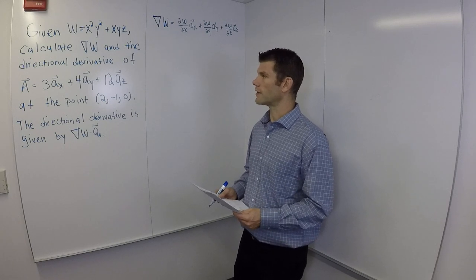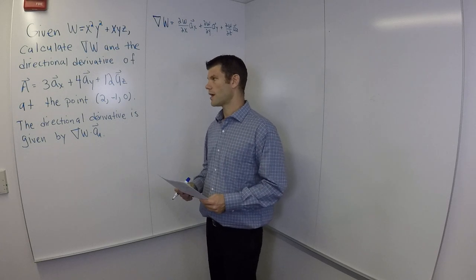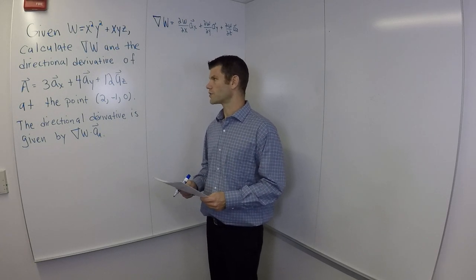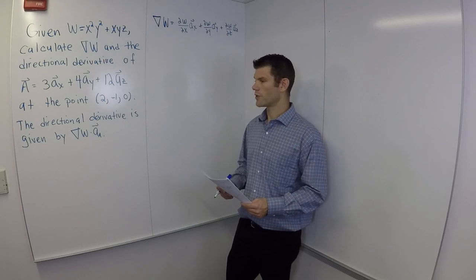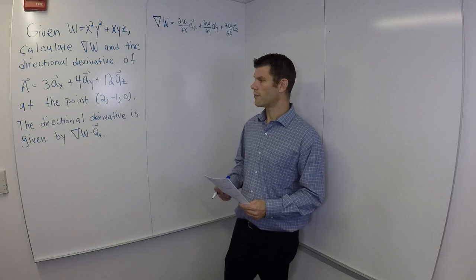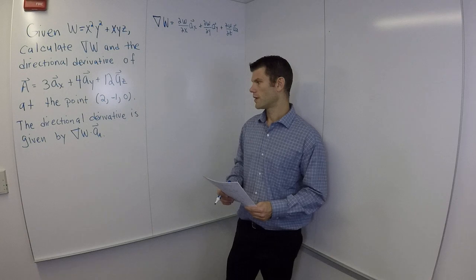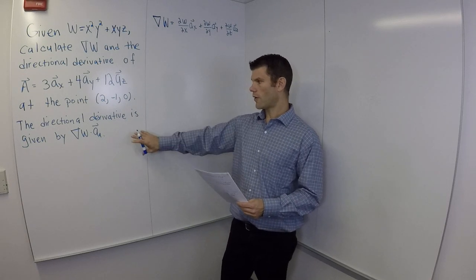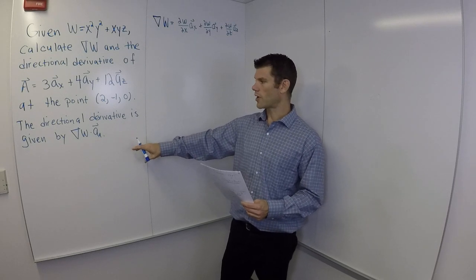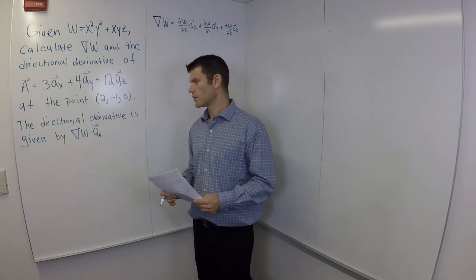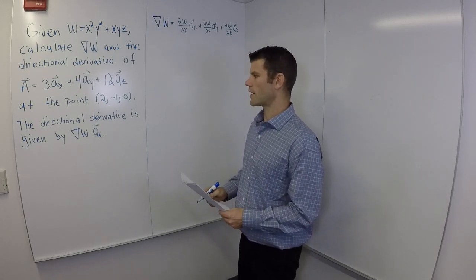We'd also like to calculate the directional derivative of the vector a equal to 3ax plus 4ay plus 12az at the point (2, -1, 0), where the directional derivative is given by the gradient of w dotted with the unit vector in the a direction. Now, as far as the directional derivative is concerned, we don't have a strong need for this in the class, but I'm just using this as an exercise to show an application of the gradient. So, what is the gradient?